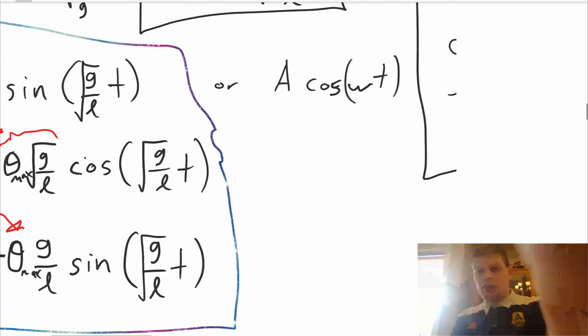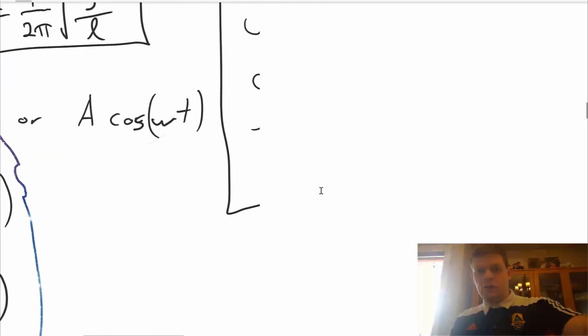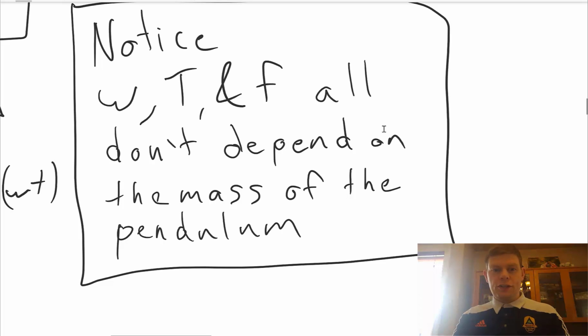One more thing quick. Notice that none of our formulas for angular velocity, period, or frequency depend on the mass of the pendulum at all. If you ever go on a swing, you will find that no matter how heavy you are, you will still go back and forth at the same rate. It is not affected by the mass of the pendulum. It is very much affected by the acceleration of gravity where you're at and the length of the pendulum. The length of the pendulum is usually how you adjust the frequency, period, or angular velocity of a pendulum.